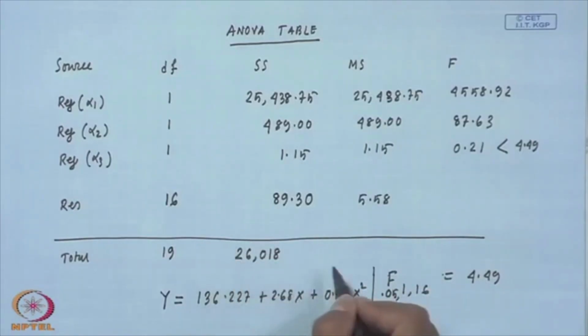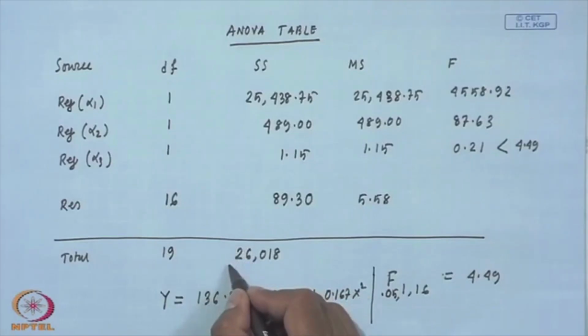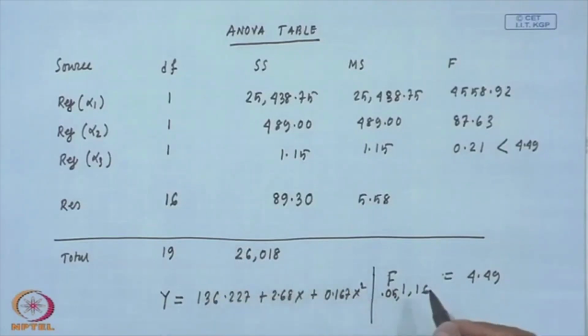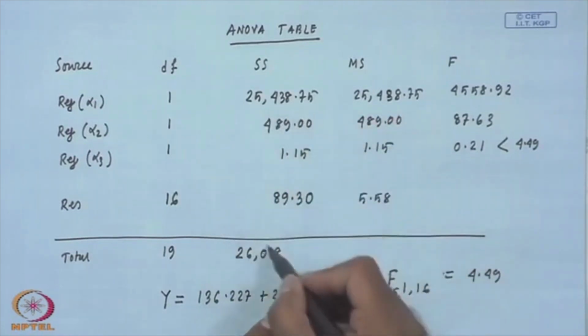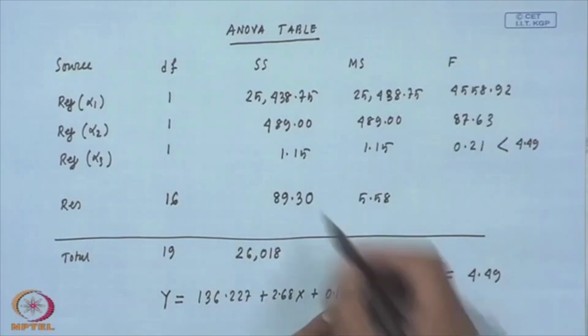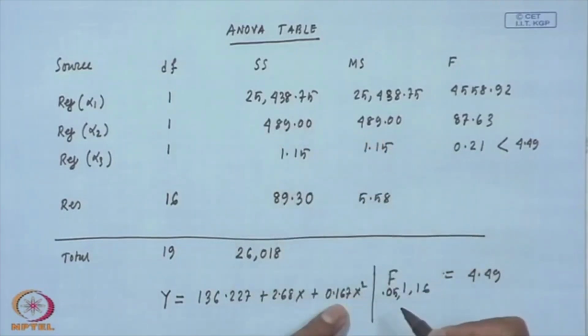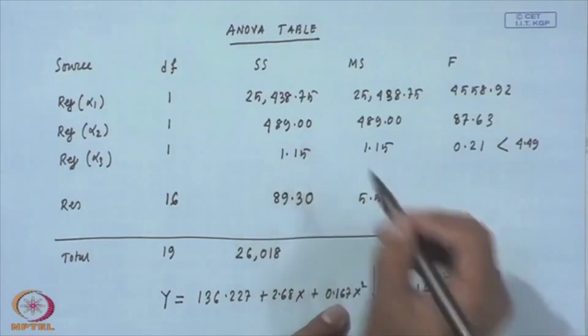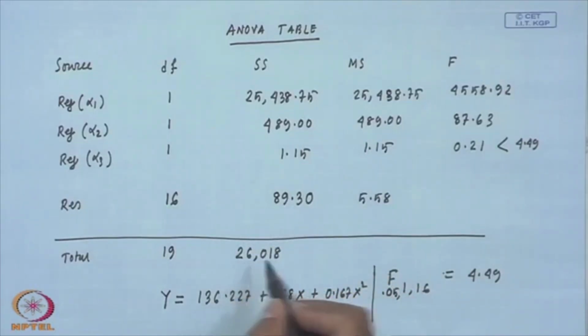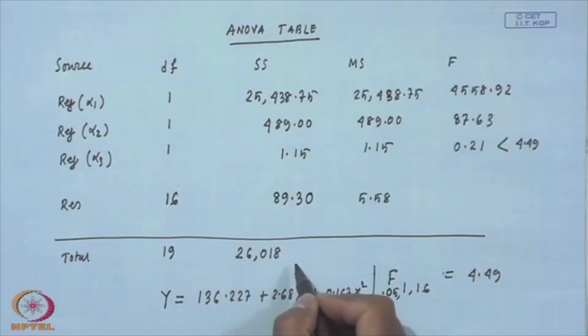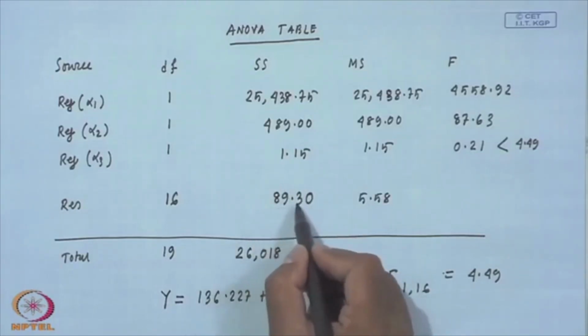What I want to say is that this is my total variability, and I want my model to explain this variability. Now, you can see that this linear term explains a huge part of the total variability. The quadratic term explains this much of total variability, and the cubic term is not significant, right. And now, you can see that out of 26,000 of the total variability, a major part has already been explained by the model, and the remaining part is 89.30.